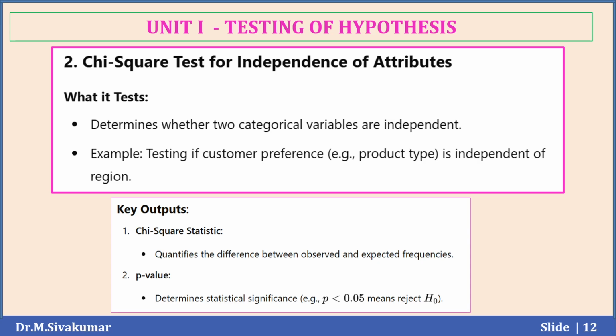What are the key outputs we are going to get? The first is the chi-square statistic. It quantifies the difference between observed and expected frequencies. And the second one is the p-value. It determines statistical significance. For example, a p-value below 0.05 means it rejects the H naught, the null hypothesis.